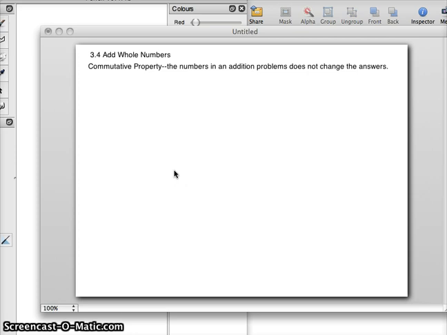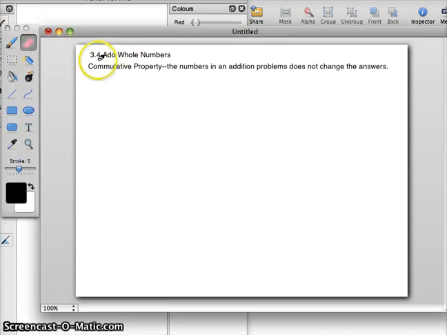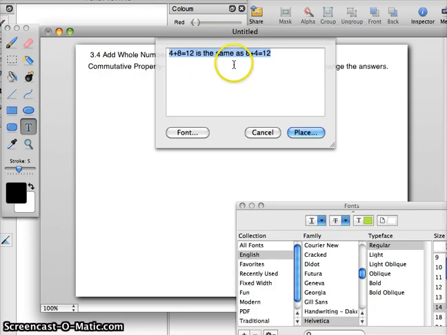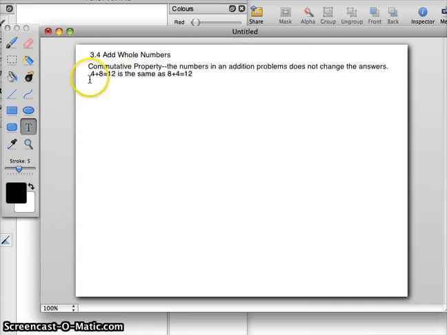But today we're going to be going over 3-4, and we're going to be going over adding whole numbers. And again, what we have to remember is the commutative property, okay? What that means is the order of the numbers in an addition problem does not change the answer. So for an example, if you got 4 plus 8 equals 12, that is the same as 8 plus 4. So I'm going to place that here as the example, okay?